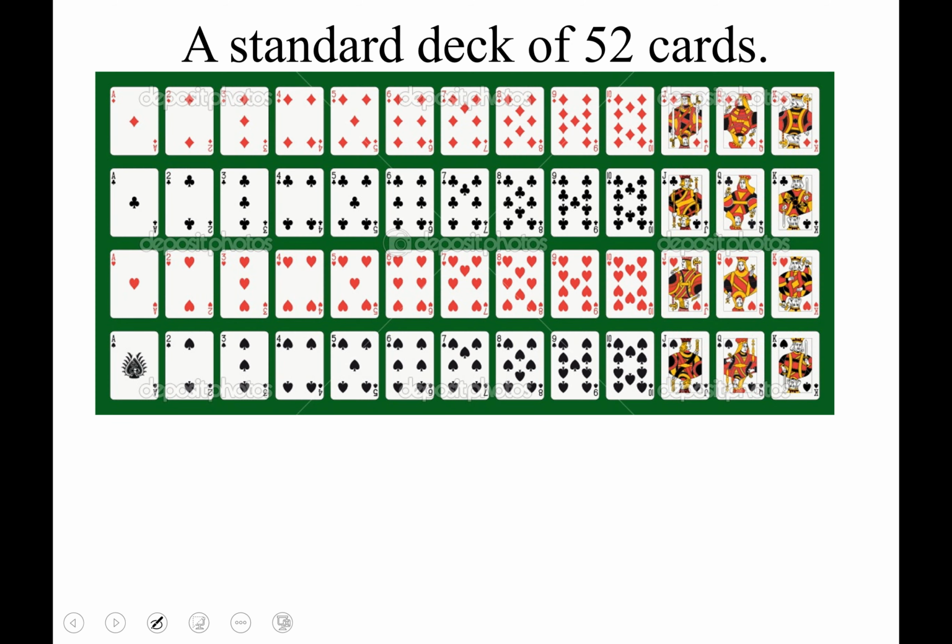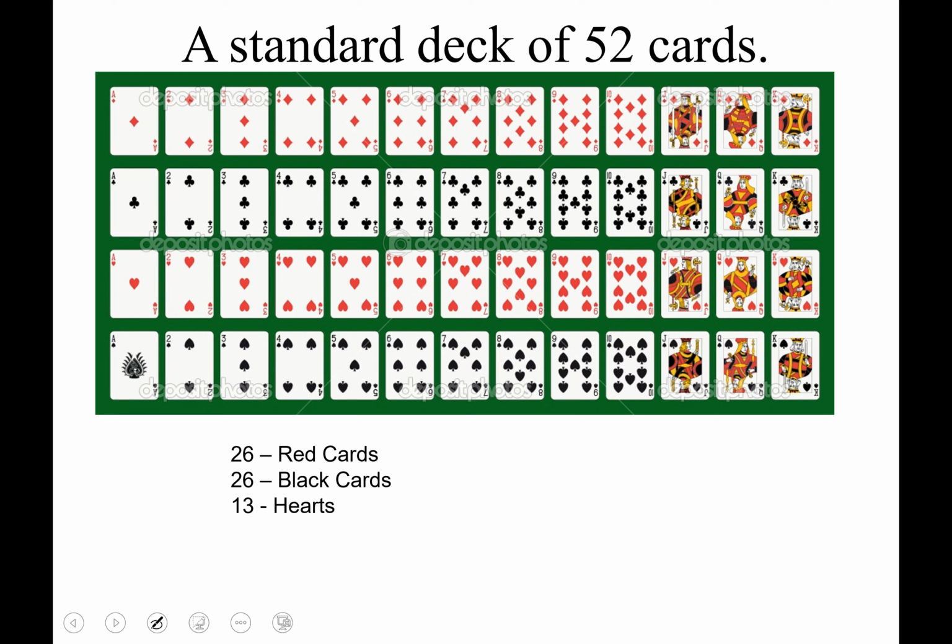A standard deck of cards has 52 cards in it, and it is used a lot in learning the addition and multiplication rules and in statistics. So I want you to know how the deck of cards is composed. What I mean by that is I want you to know that half the deck is red, so there are 26 red cards. The other half is black, so there are 26 black cards.